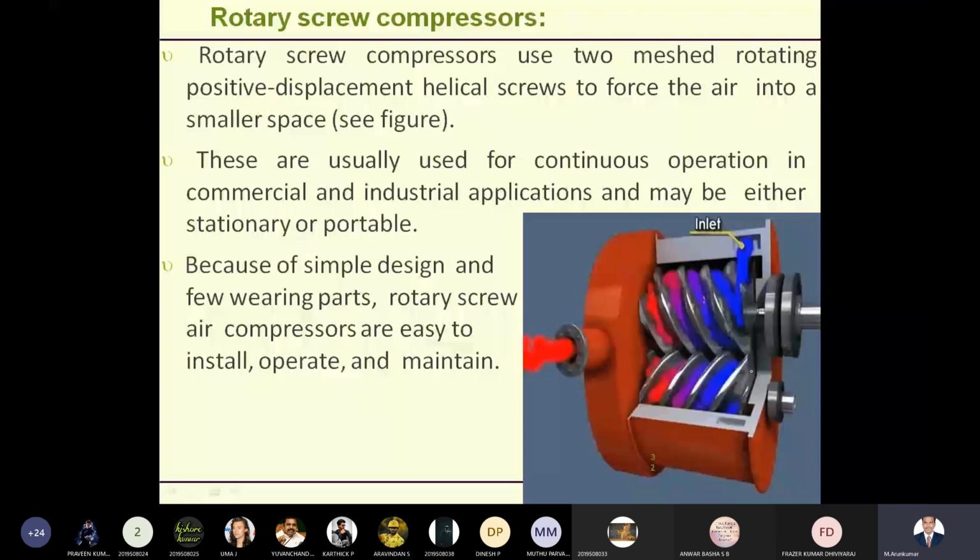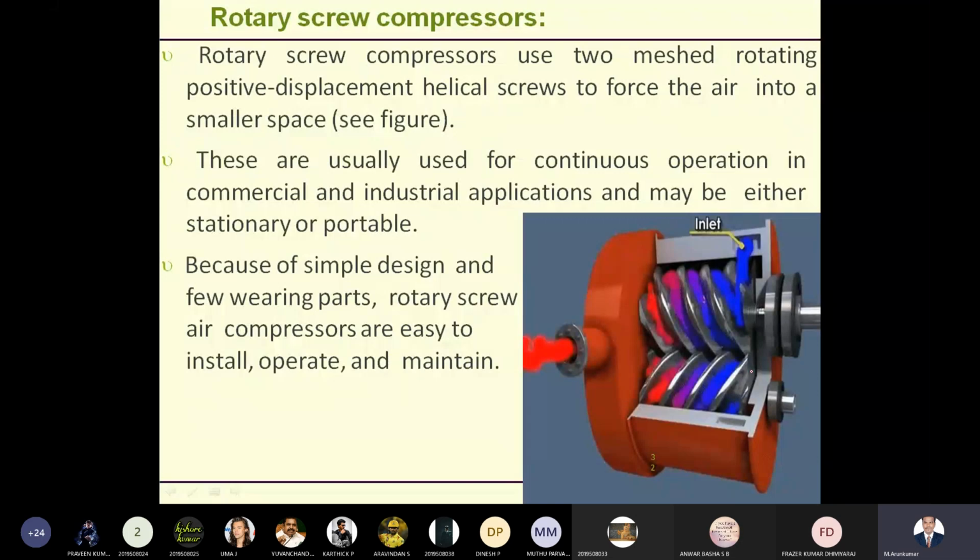Then this is your rotary screw compression. Rotary screw compressors use rotating positive displacement helical screws to force the air into a smaller space. If you've seen the figure, we are using two screws. In between the gap of the screws, we can compress the air. These are usually used for continuous operations in commercial and industrial applications, and may be either stationary or portable.